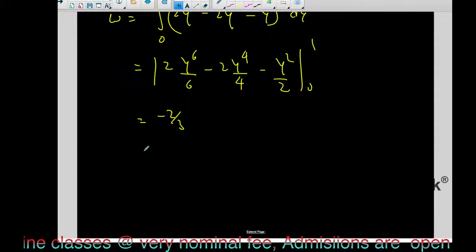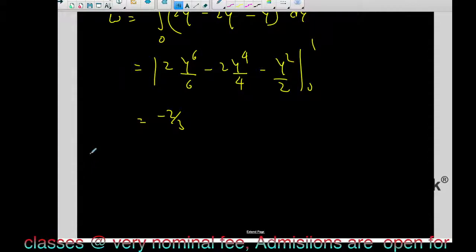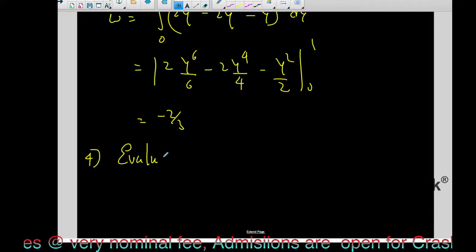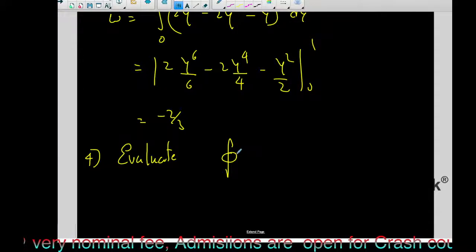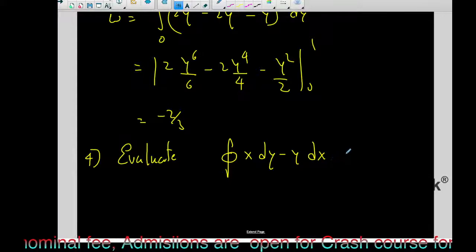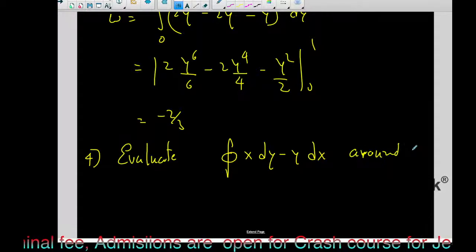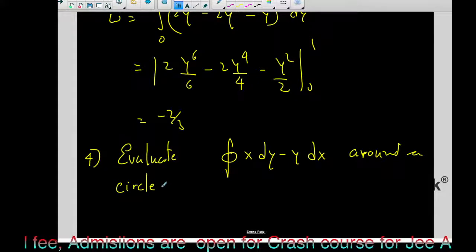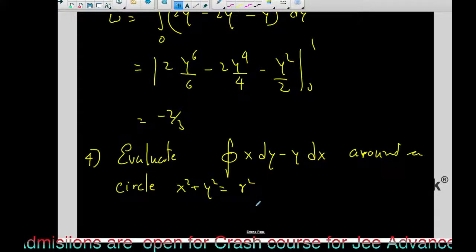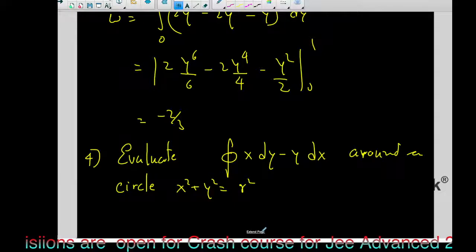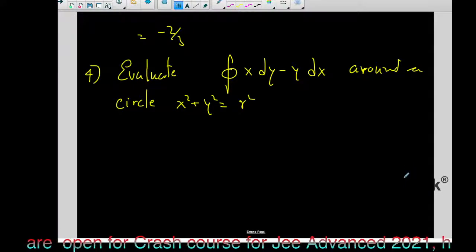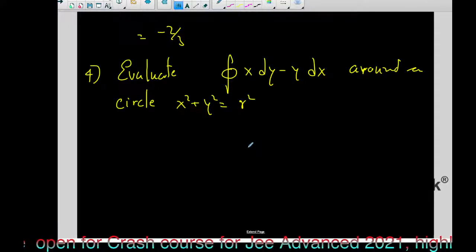Now along a circle, where there is a closed loop, you can also take the integration around a circle. So that's question four. Evaluate the integration over a circle, sometimes they make an arrow over the circle, of x dy minus y dx around the circle x square plus y square equal to r square. Now you try, please. Evaluate this.